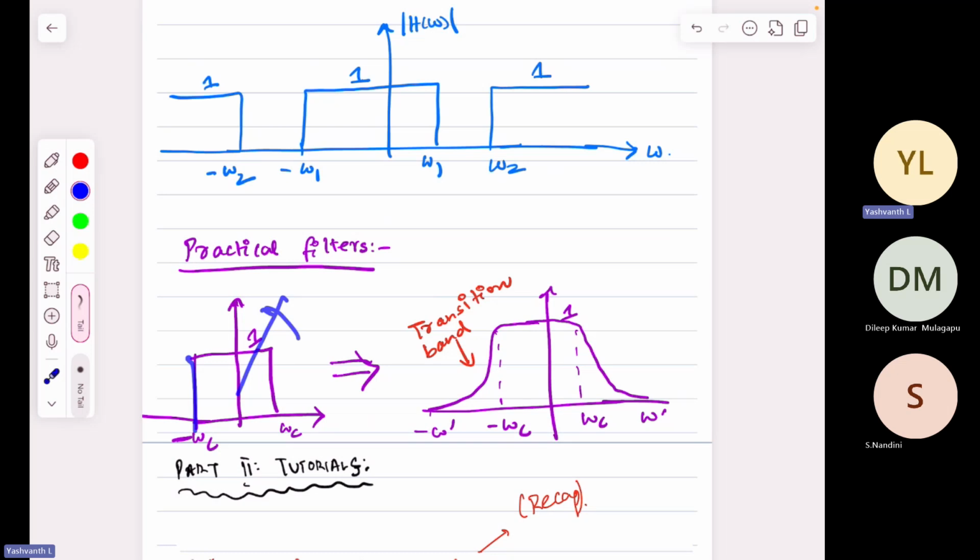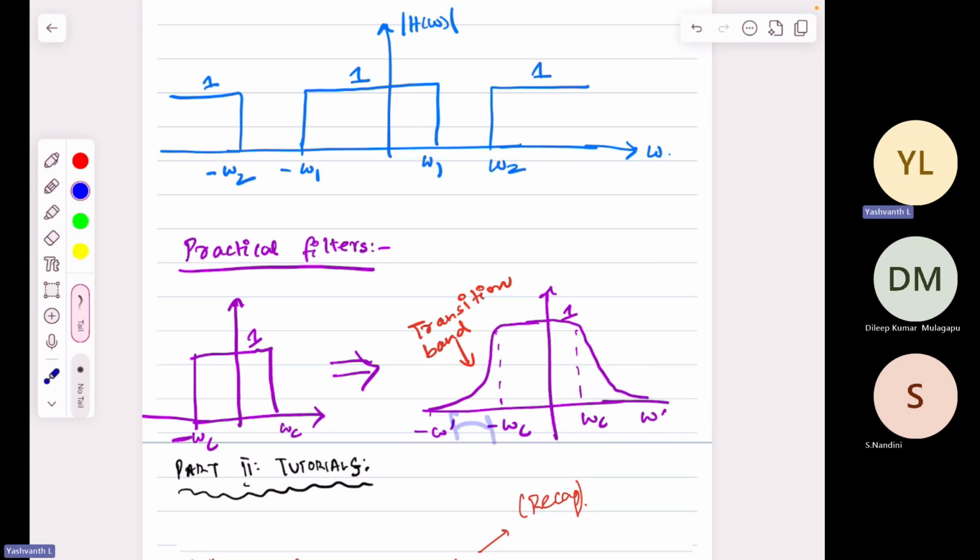You cannot have a sharp transition. What generally happens is you allow for some gradual transition. Let's say from omega c, it will not have a sharp one, but the actual realizable filter will be such that its frequency response will still have some non-zero value outside omega c, but it will go to 0 eventually. So let's say omega dash is where it goes to 0. This is like a transition band from omega c to omega dash. So strictly it is low pass between minus omega dash to omega dash, not minus omega c to omega c. This is called the transition band.